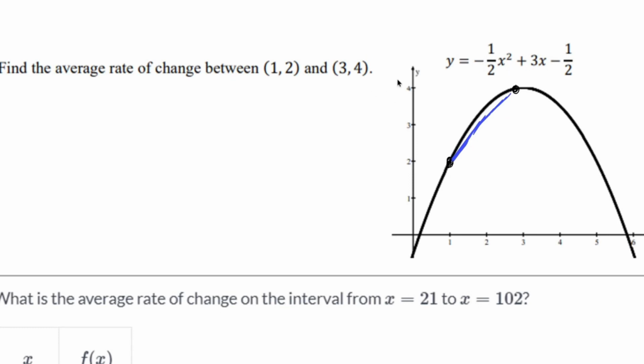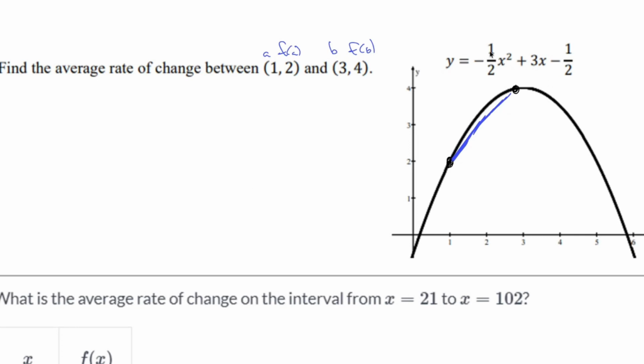So I already have my formula. The nice thing about this formula is I don't have to plug anything in. I already have my points. You would be A and f of A, and you would be B and f of B. If I wasn't given these points, and it said find the average rate of change between 1 and 3, I would plug it into this formula, and I would get 2 and 4, respectively.